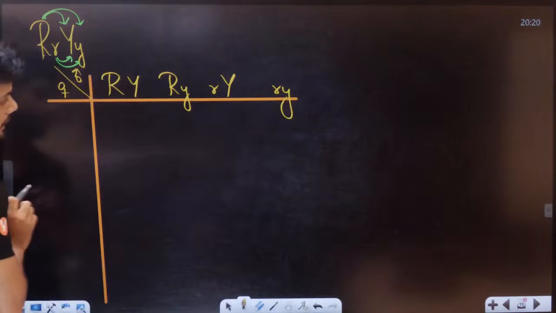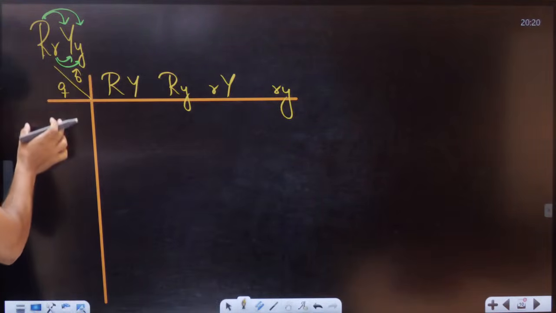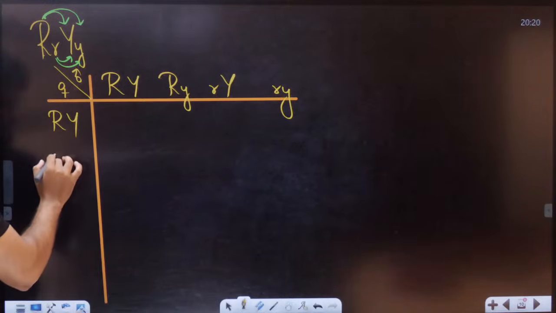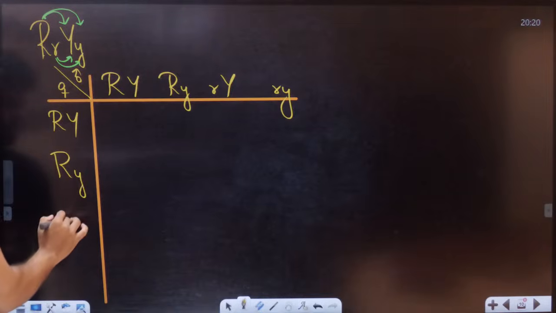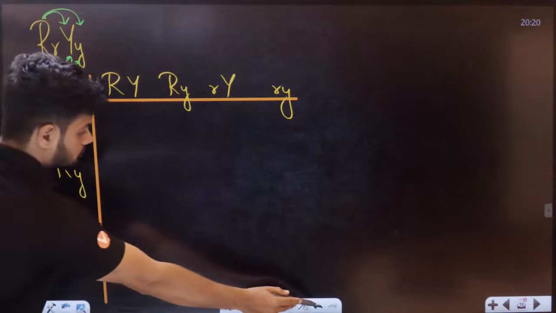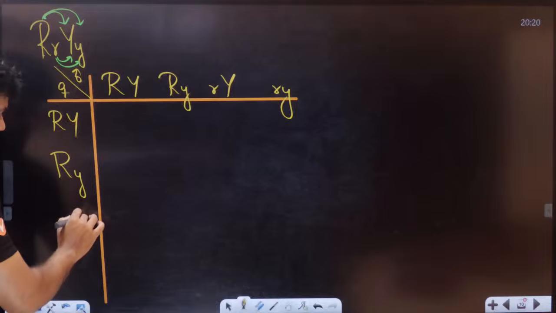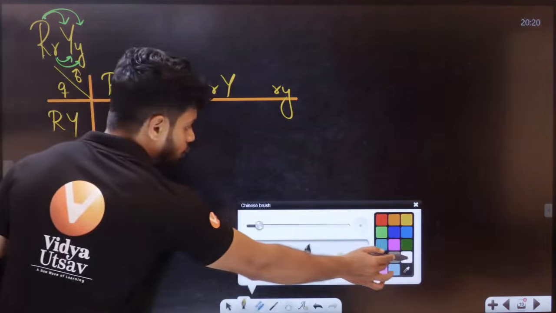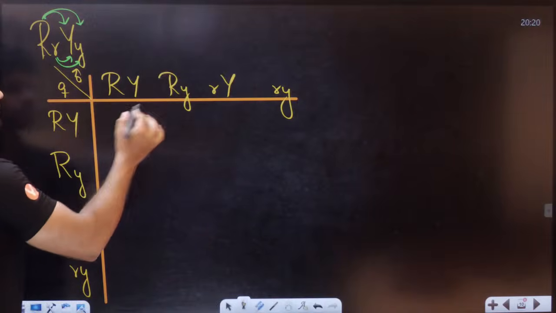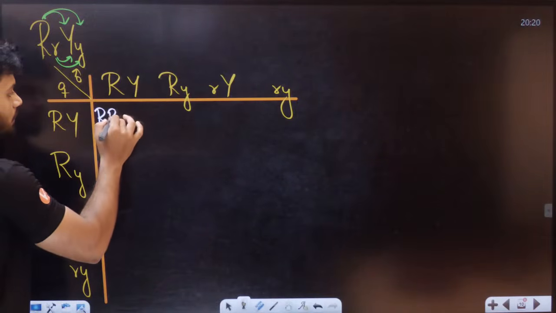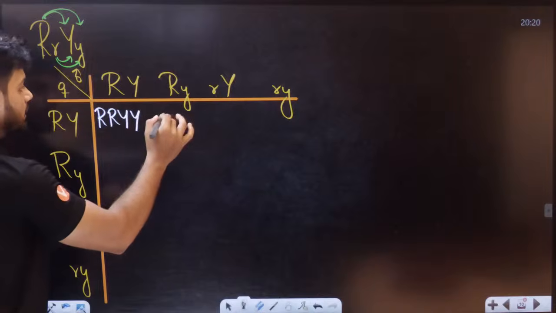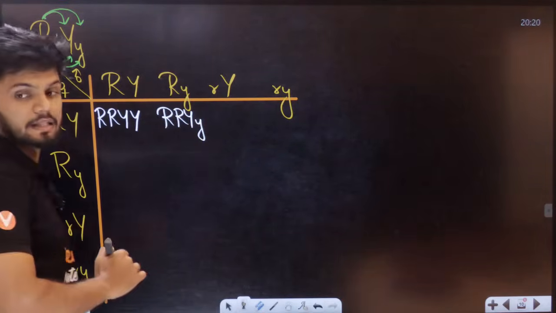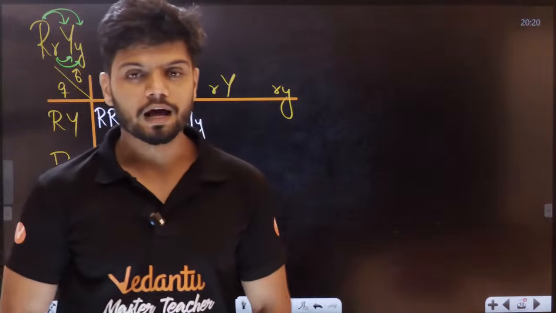Okay, done. Similarly, students, you need to write here also now. We have capital R, capital Y, capital R, small y, small r, capital Y, and small r, small y, students. Let me show you what you need to do. You have to do the cross now. So what do we get? Capital R, capital Y, capital Y. What do we get here? Capital R, capital Y, small y.